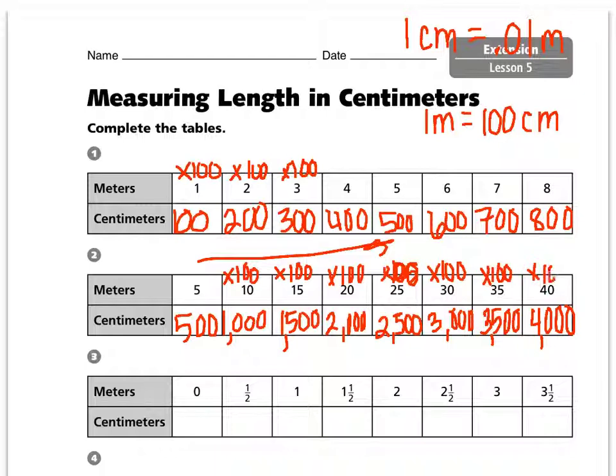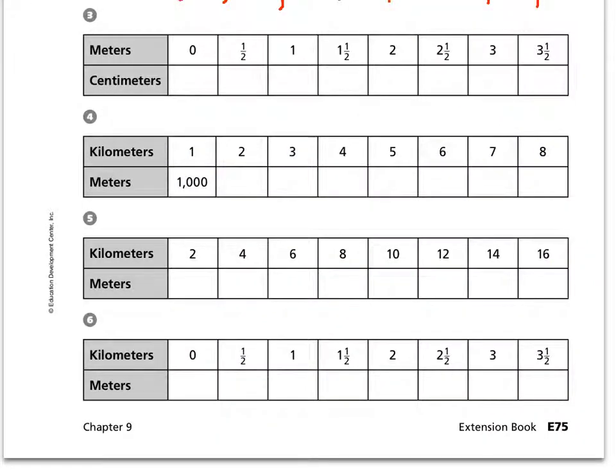If you can't think about multiplying in your head right now, you can go ahead and write the problem out if that's easier. Let's look at number 3. I have 0 meters, so I'm going to have 0 centimeters. I have half of a meter, and I can multiply this by 100. Now if I actually write it out, I would have 0.5 times 100. Drop my 2 zeros. 1 times 5 is 5. I'm going to move over my decimal 1 place, and I would get 50.